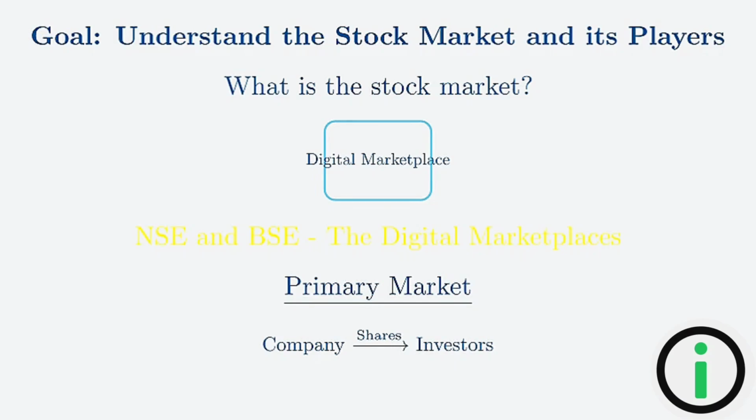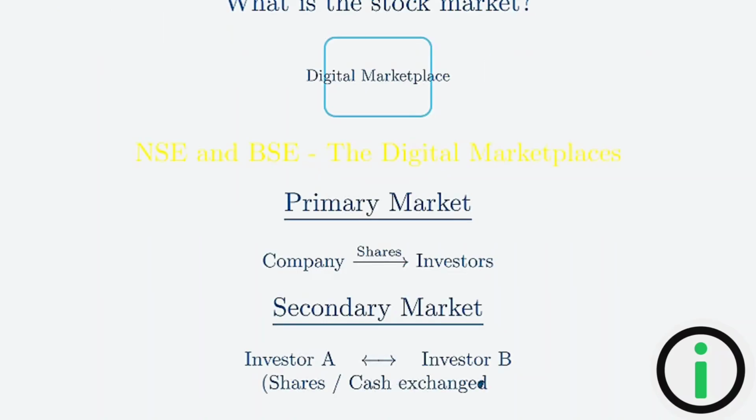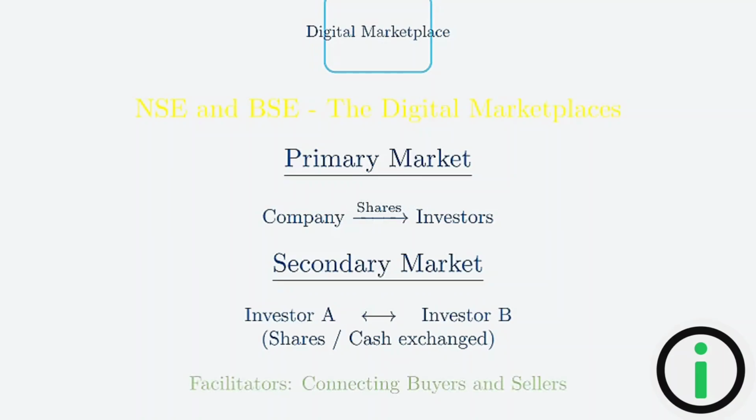Once those shares are listed on the exchange, they enter the secondary market. This is what we usually mean when we talk about the stock market. Here, investors buy and sell shares from each other. If you buy a share of Reliance today, you aren't buying it from the company, you're buying it from another investor who wants to sell. So, the NSE and BSE act as the facilitators, ensuring that when you want to buy, there is a platform to find a seller, and vice versa.